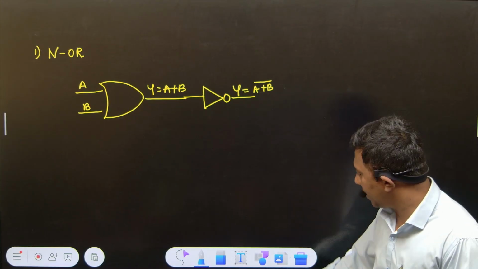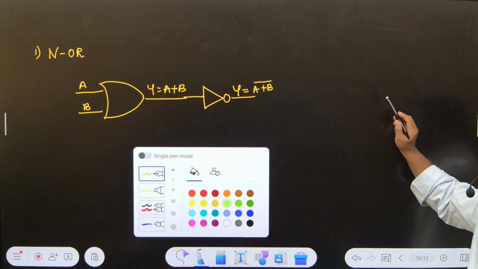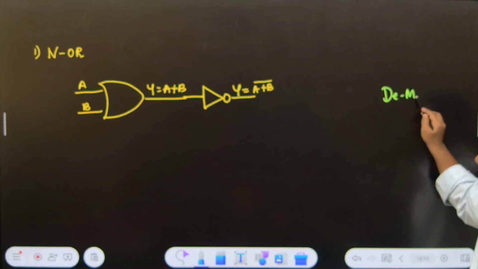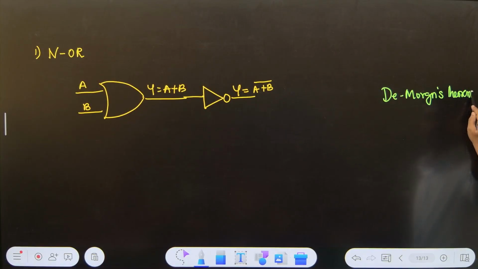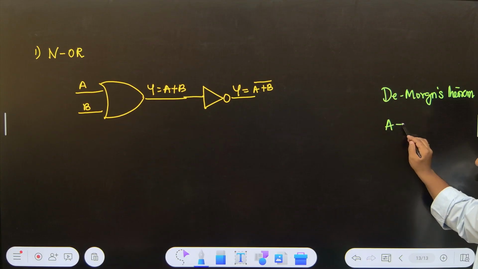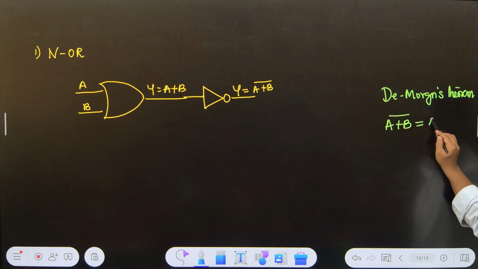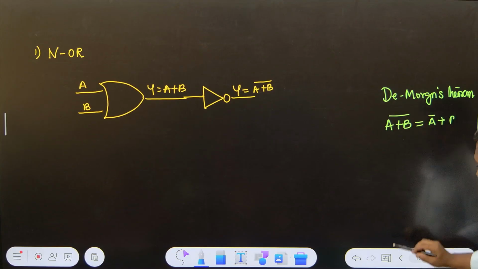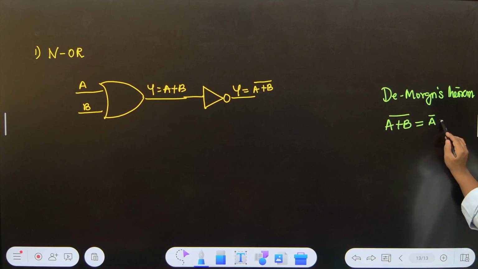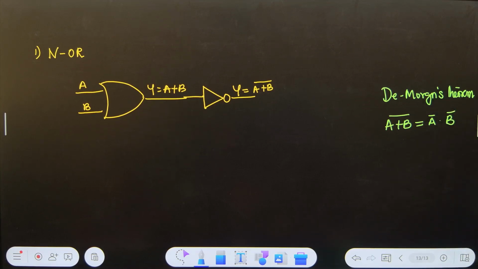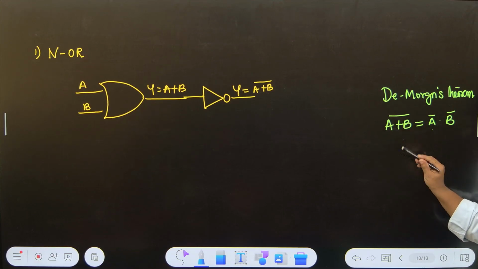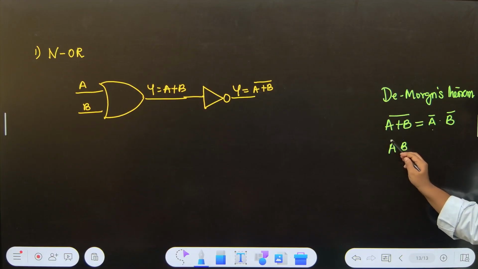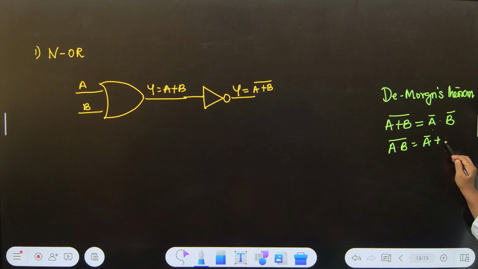Are you understanding? Now here you have to understand there are some theorems. The theorems are De Morgan's theorems. What do they say? They say that A plus B whole bar can also be written as A bar dot B bar. Or if you have A bar dot B bar, that can be written as A plus B whole bar, they are interconvertible. And also if you have A dot B whole bar, that can be written as A bar plus B bar.